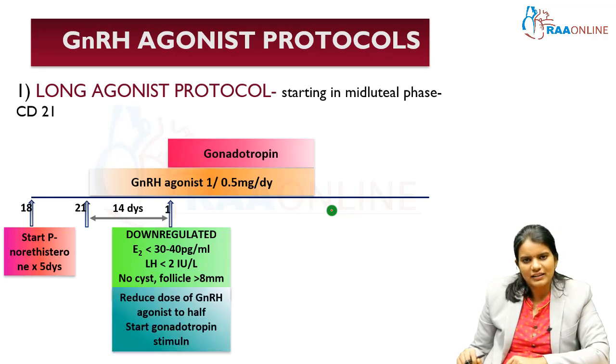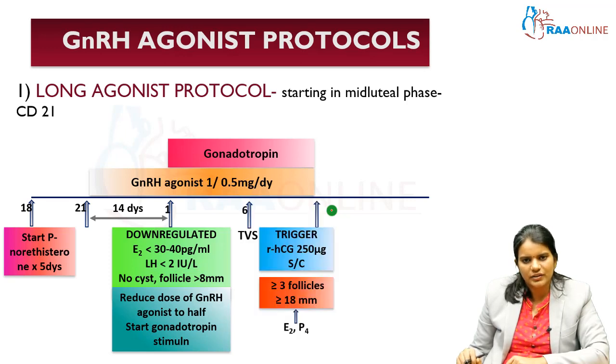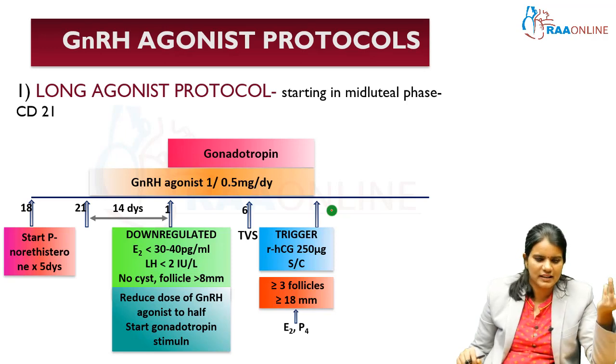Okay, then you can start the stimulation, meaning that you start the gonadotropin injection. Once you start the gonadotropin injection, reduce the dose of the GnRH agonist to half and start the gonadotropin stimulation. And then you can do the TVS on the 6th day, and trigger the patient depending on the follicles and the numbers.